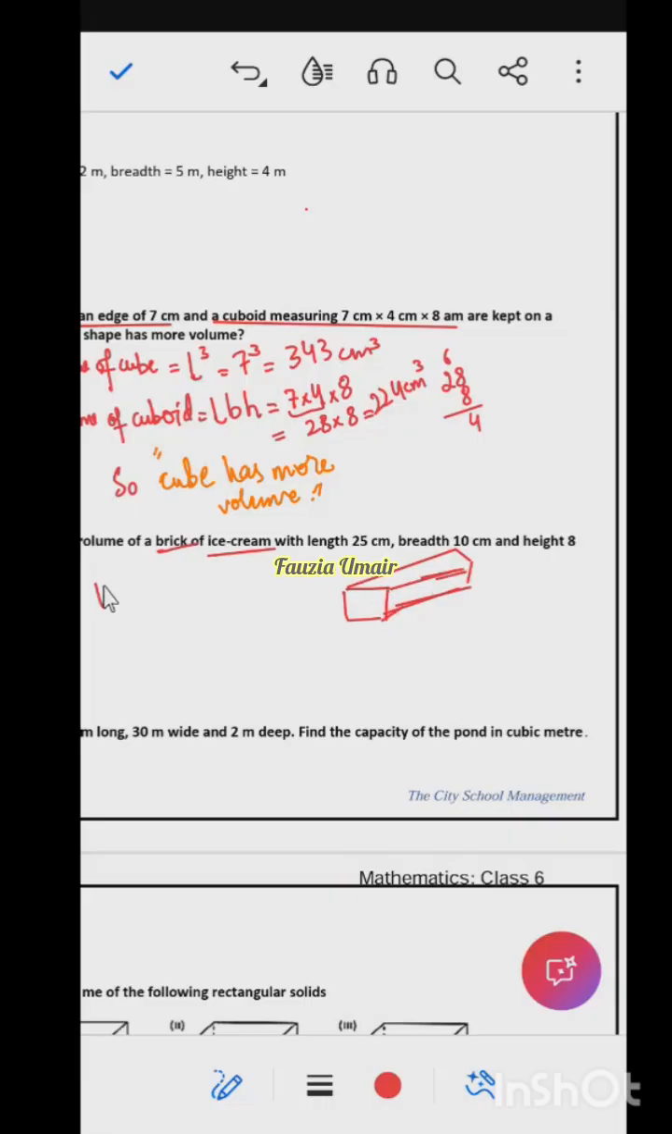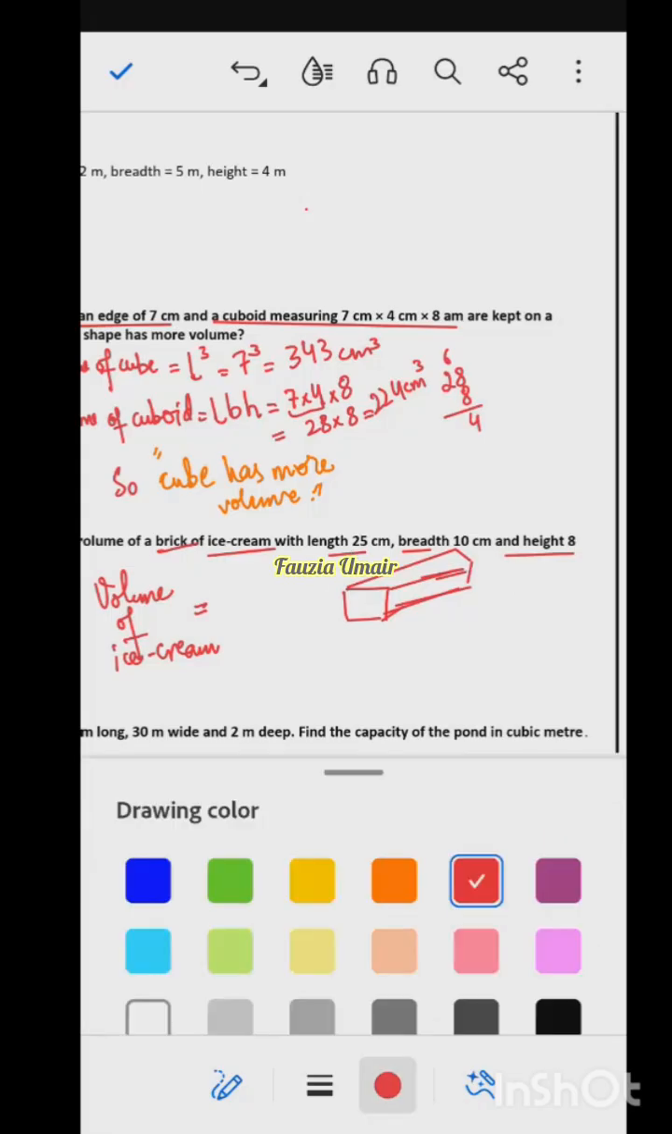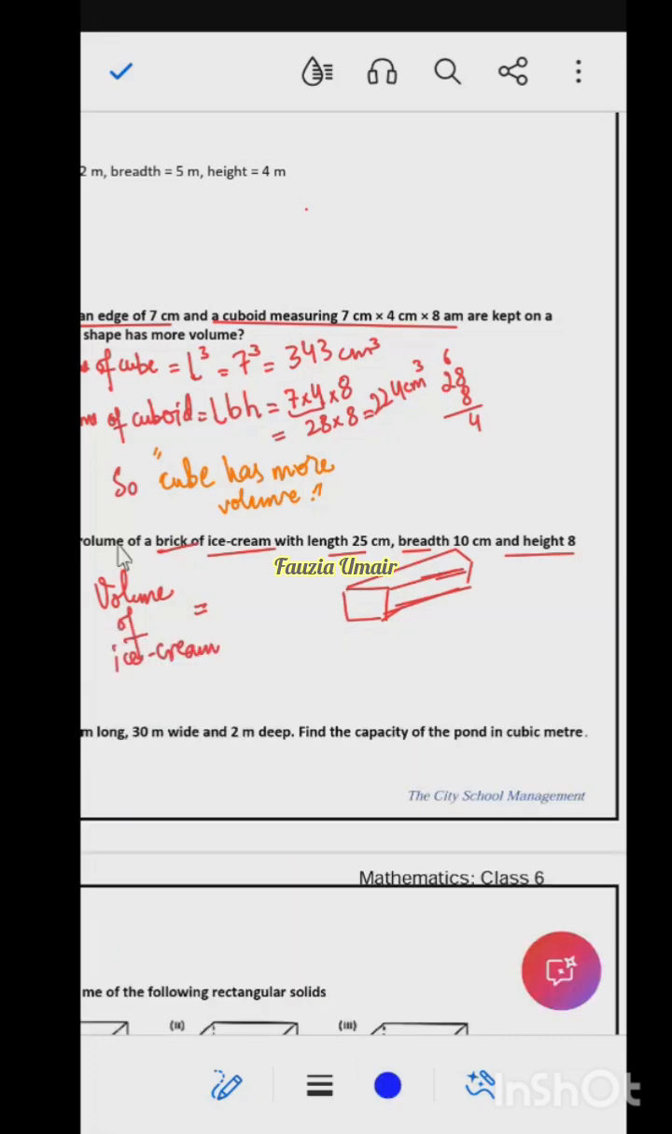So what is the volume of ice cream? How did we know it's a cuboid? Because they are having different length, breadth and height. Very good. Different length, breadth and height. This told us that it's not a cube, it's a cuboid. So the formula is length into breadth into height, right?